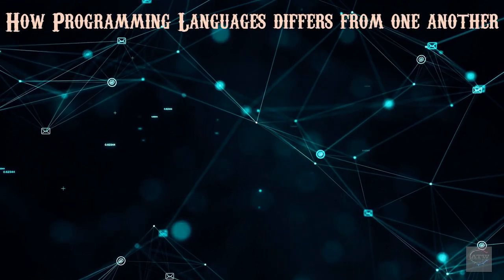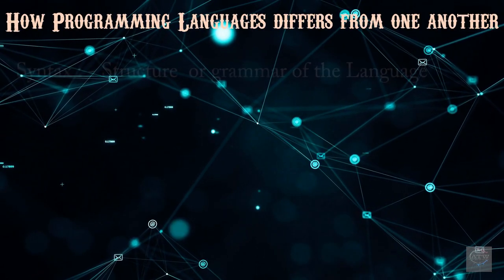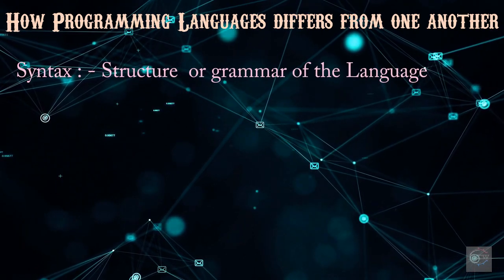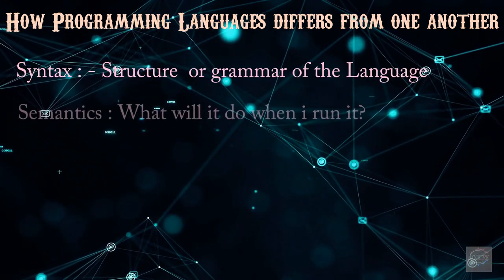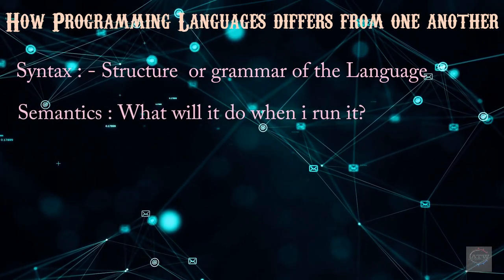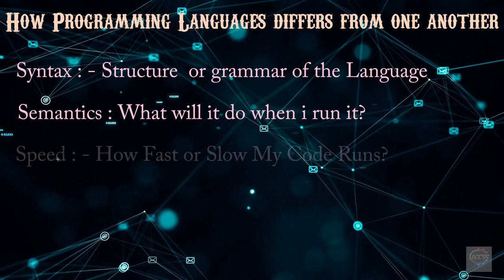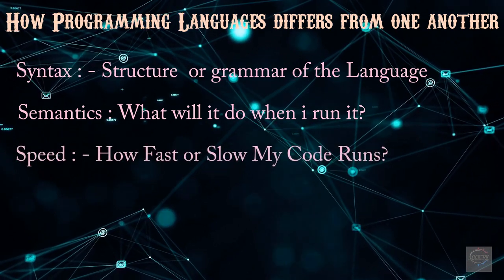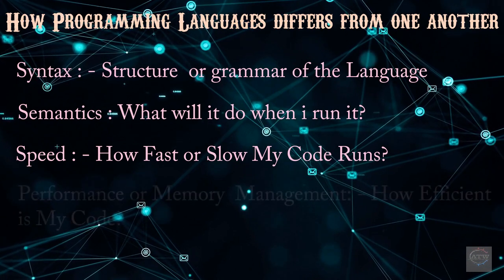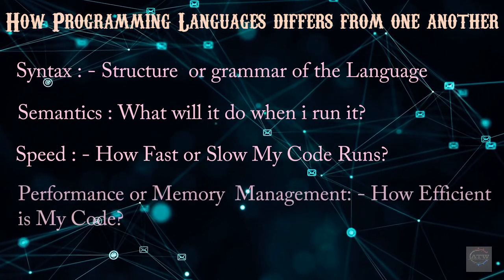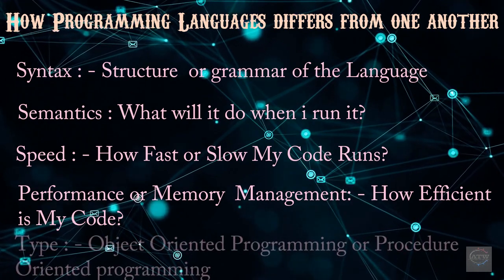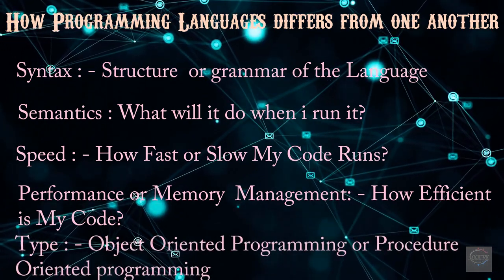So what are programming languages and how do programming languages differ from one another? The first one is syntax. Every programming language has its own syntax, which means the structure and grammar of the language will differ. And the second one is semantics, which means how the programming language runs the code.